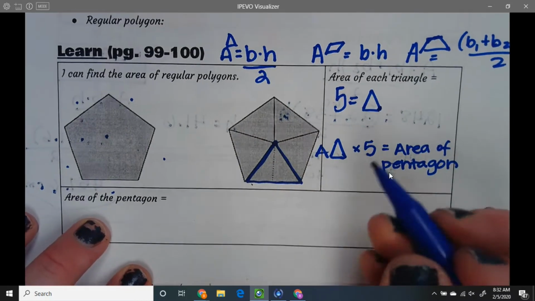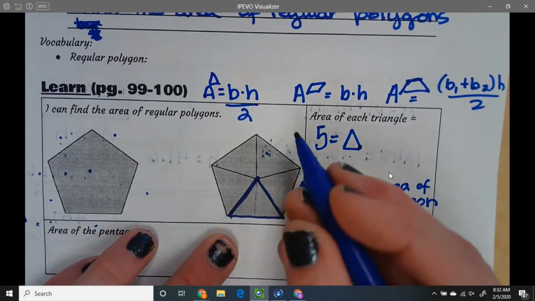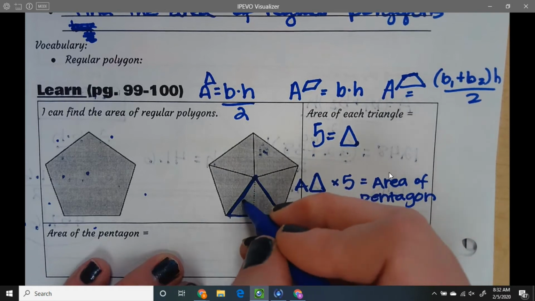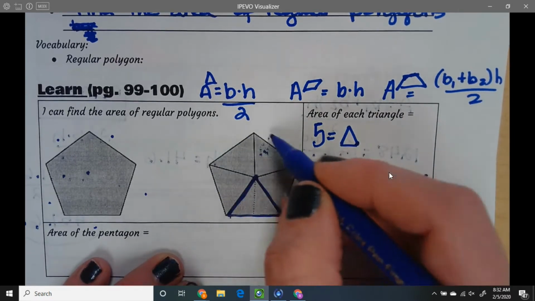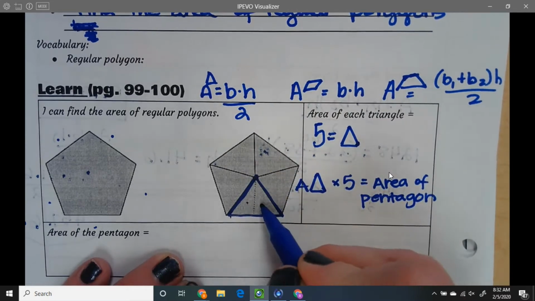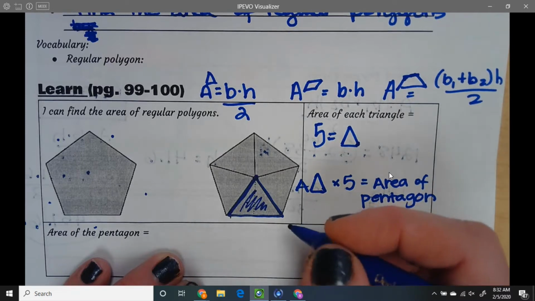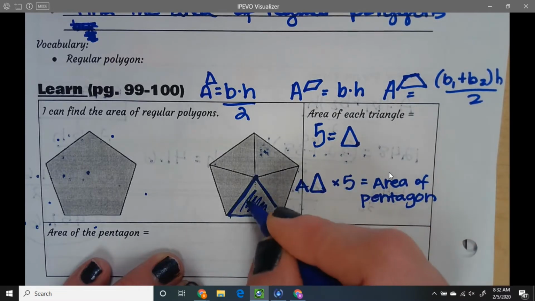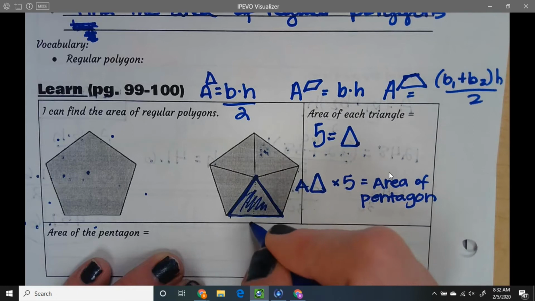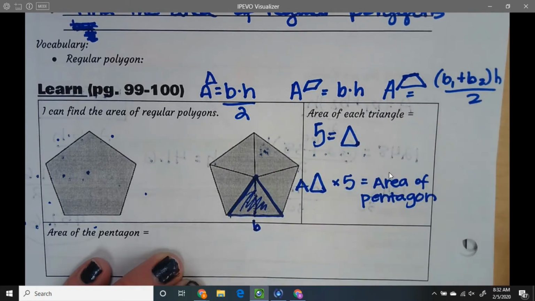The opposite is also true. If I was given the area of this pentagon right here and I wanted to find the area of this one triangle, I would take the area of the total pentagon and just divide it by 5, and that would give me the area of this one triangle. I could also then go further down. If I was given the area of this one triangle on the pentagon and the base, I could even find the height of the triangle.